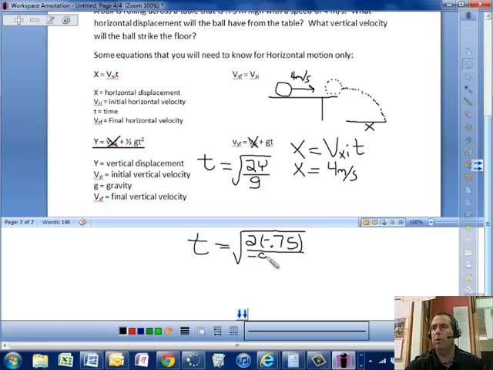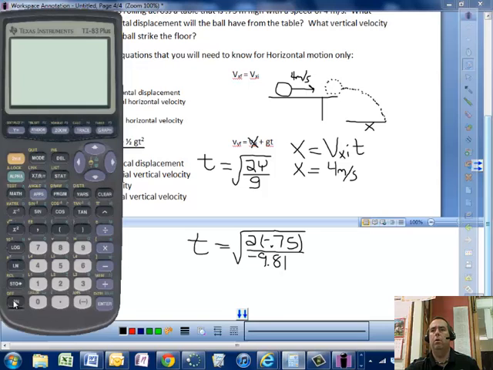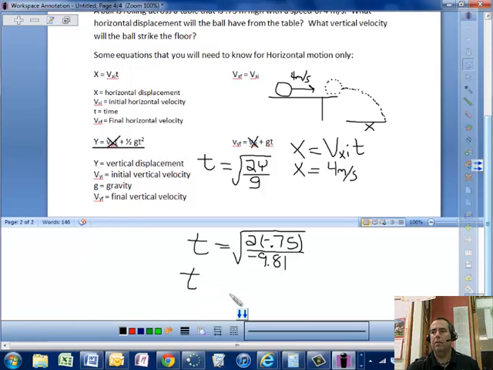Okay, and if I go ahead and bring my calculator up here, there we go. We're going to go ahead and take the square root of 2 multiplied by negative 0.75. We're going to divide that by gravity, negative 9.81. Close our parentheses off there. And when I do that, I find out that the time is going to be equal to 0.391 seconds. So what I can do is I can bring that right back up here.